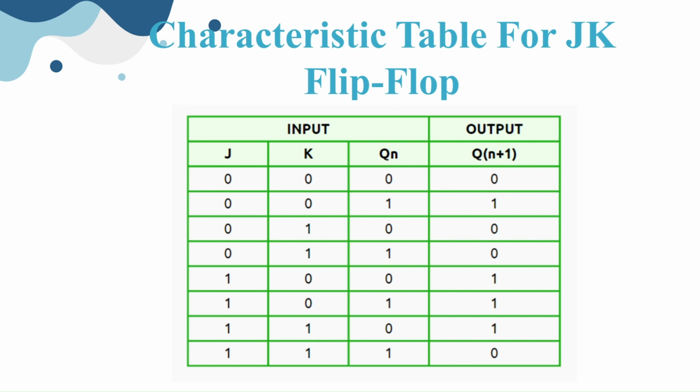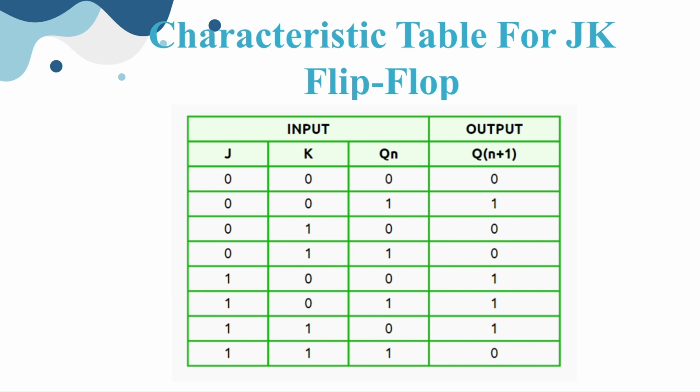A JK flip-flop is a kind of sequential logic circuit that keeps track of binary data. Its characteristic table shows how the output Qn plus 1 changes using input J and K along with the last state Qn. Let's break down the characteristic table. There are 4 states to understand.